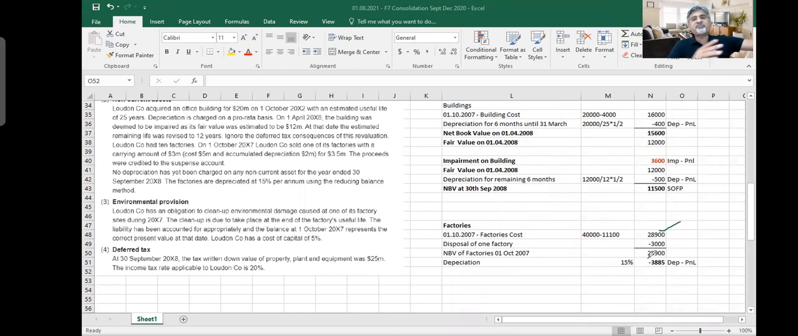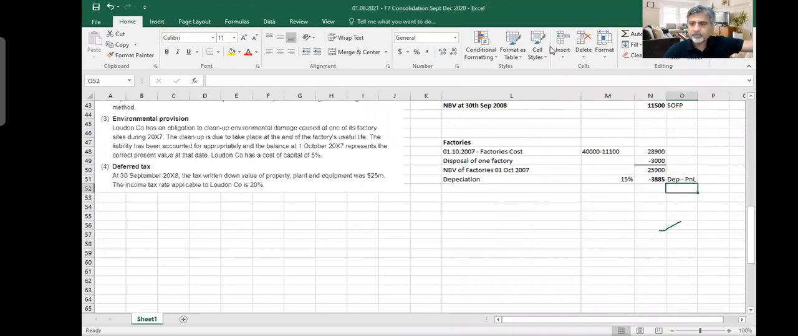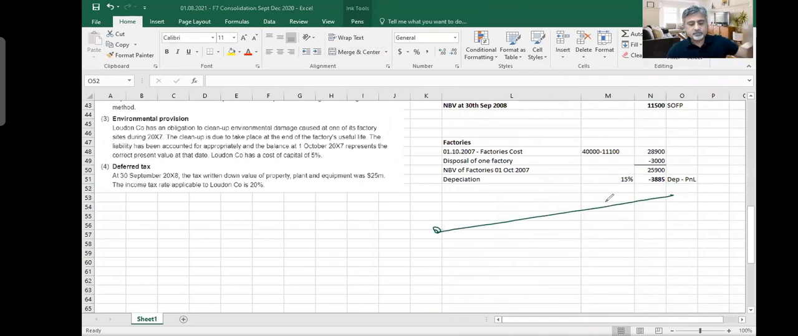If they tell us that the factory was sold in the middle of the year, then what would you have done? Maha, what would you have done if they told you that the factory was sold in the middle of the year? So then we would have calculated the depreciation for the first 6 months, and then that would have been added. Exactly.